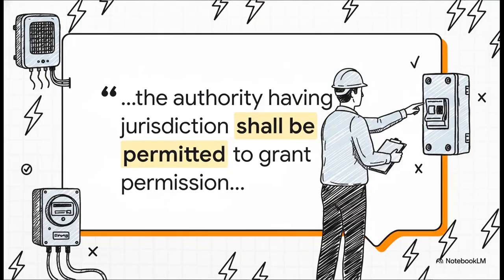And hey, you don't have to take my word for it. Here's the language straight from the code book itself. I want you to pay close attention to the wording here. The AHJ shall be permitted to grant permission. It doesn't say they have to grant it, it says they can. It gives them the power to say yes, but only if you've made a solid, fact-based case that your smaller calculation is just as safe.